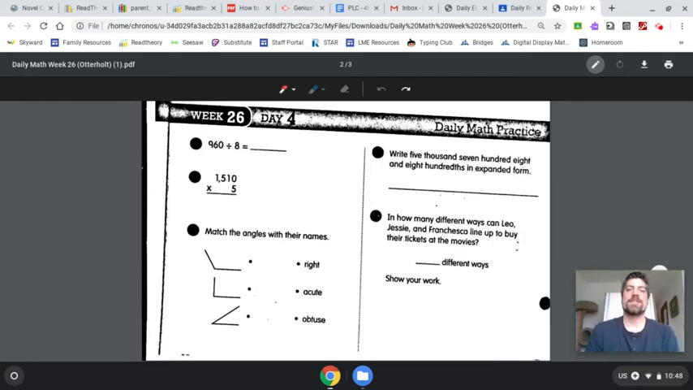Hi, class. This is your week 26, day 4, math corrections. So do it first and then check here to correct your work with me. The first two problems I'm going to need to solve behind me on the chart paper, and the other ones we'll just do on the screen.